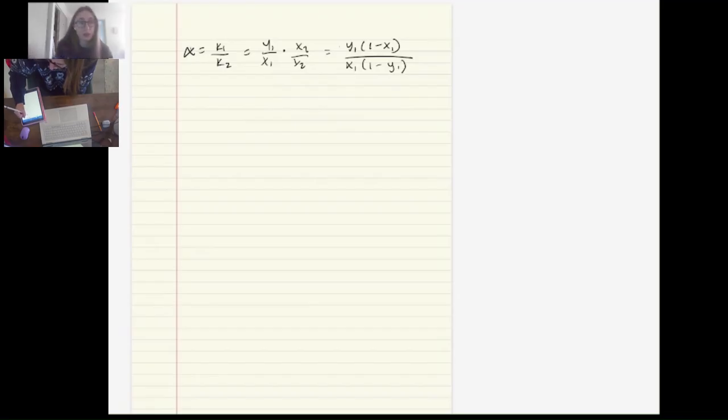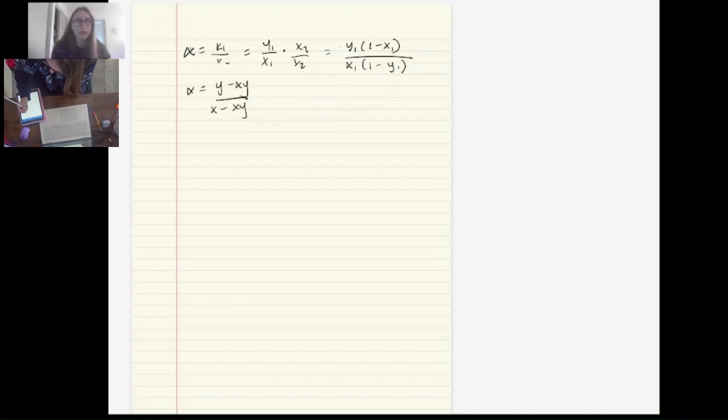From that, we can distribute out those factors. So alpha is going to be equal to y1, well, take out the ones because they're all ones, so that's okay. So this is going to equal y minus xy over x minus xy.